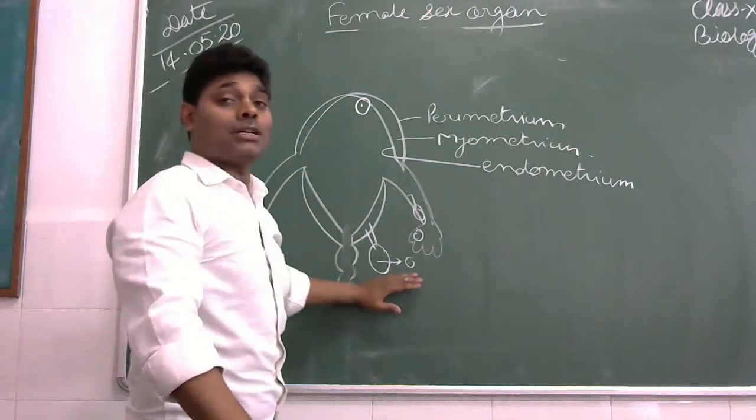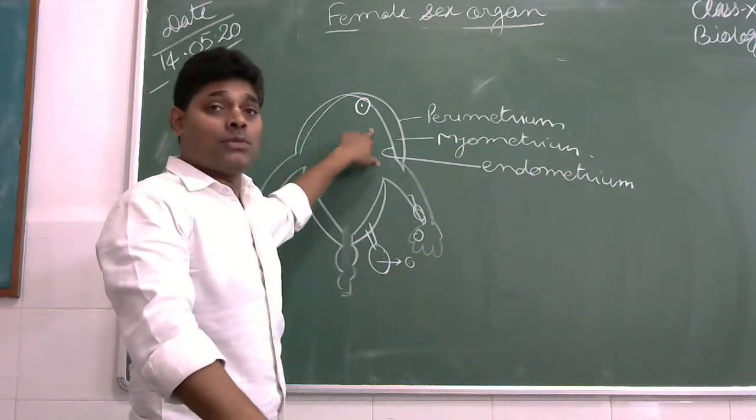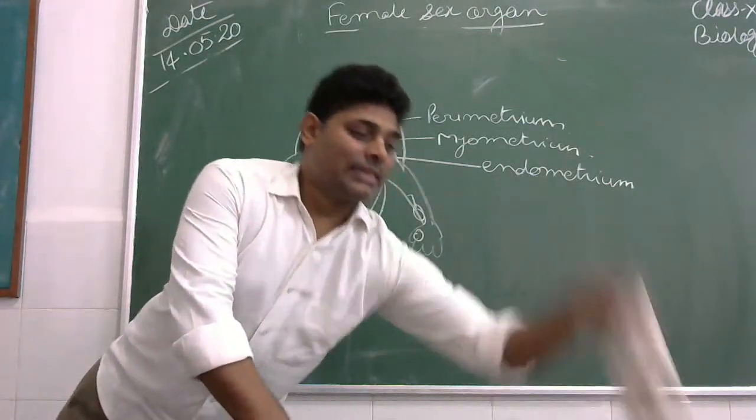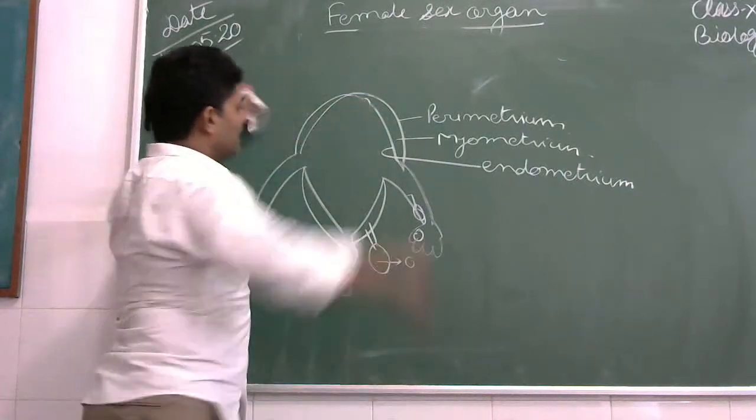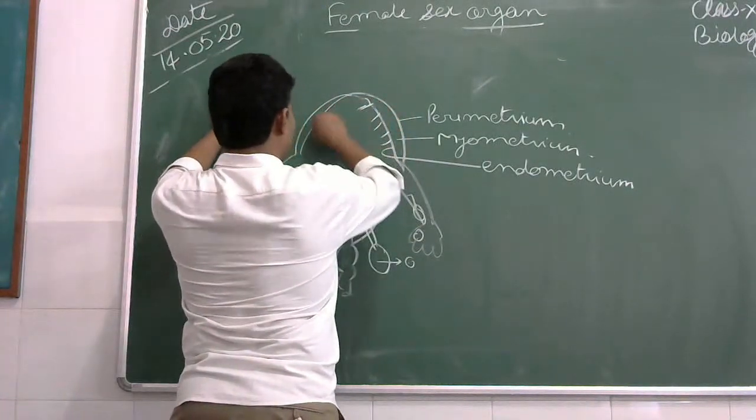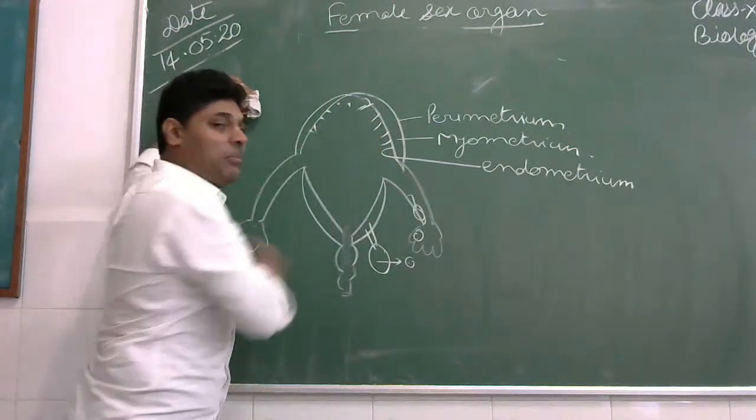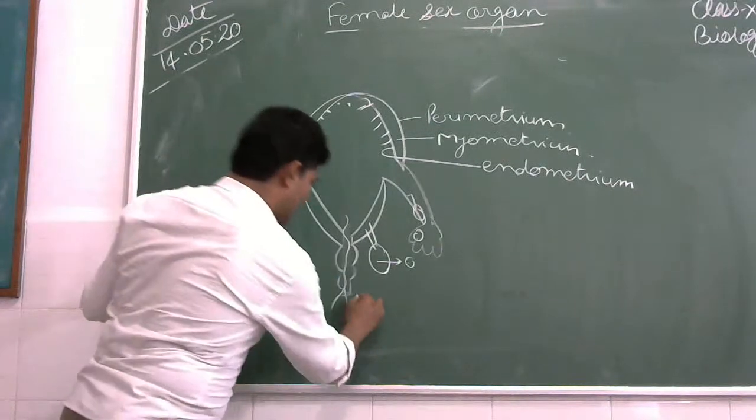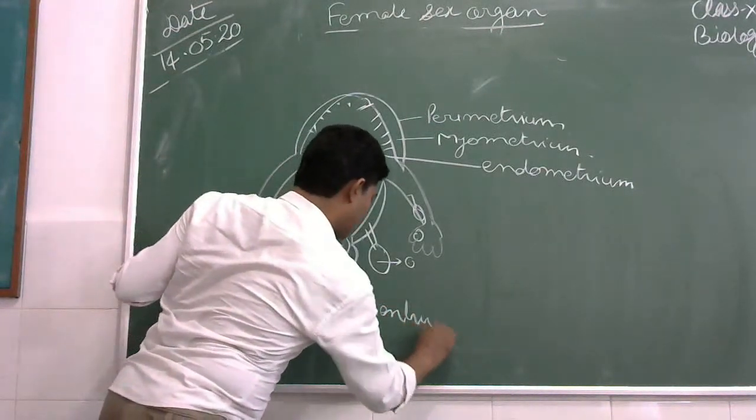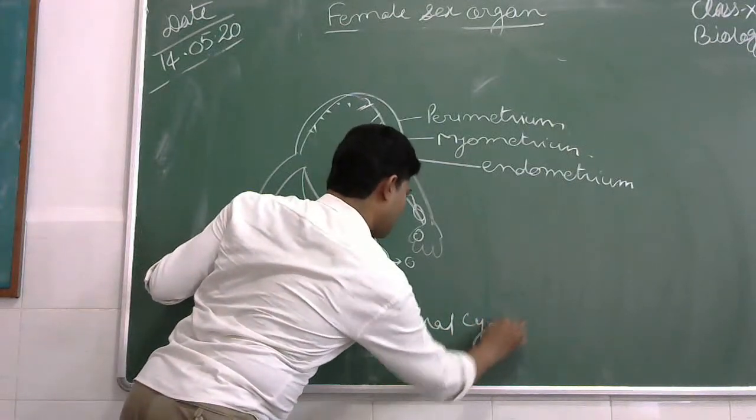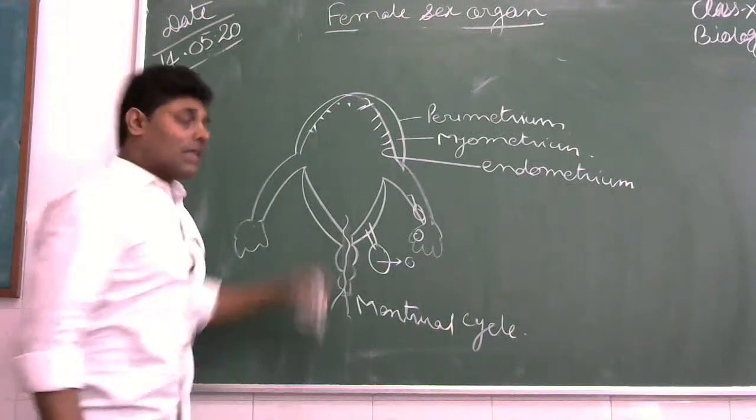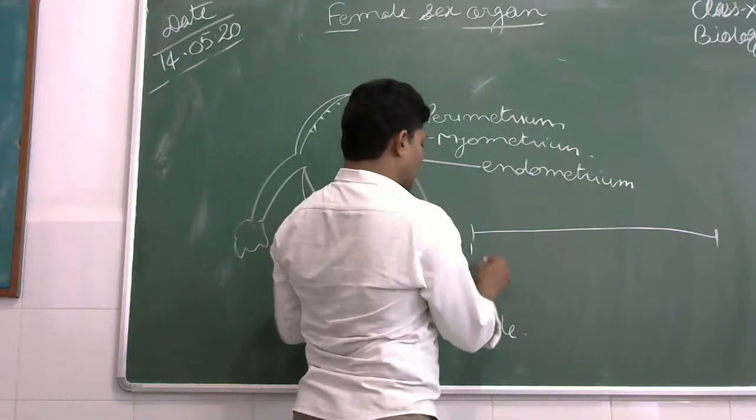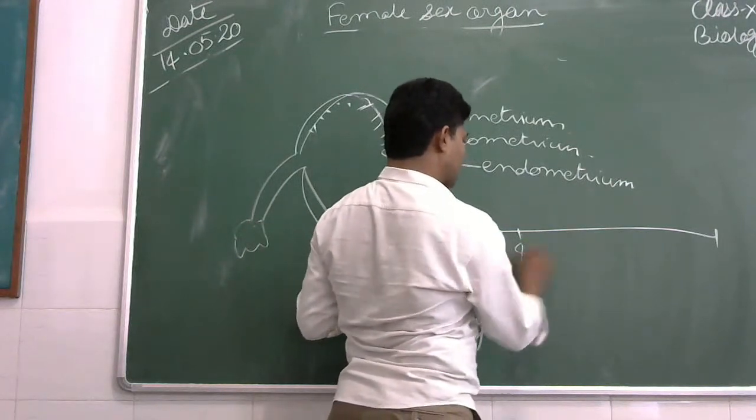So if fertilization takes place, the endometrium should be ready for the implantation. For this purpose, this endometrium starts proliferation, the cells break down, right? And bleeding starts, which oozes from the vaginal part. This is the menstrual cycle, right? All of us know that this menstrual cycle is about a 28 day cycle.